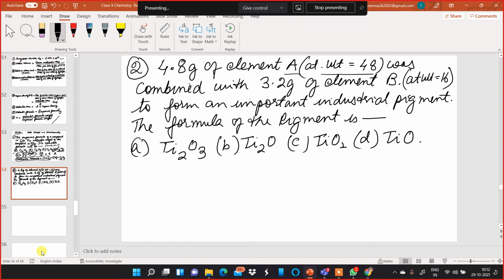Now, how will you proceed? Tell me. Now see the element A. Mass of A in the compound is 4.8 gram. Mass of B is 3.2 gram. What is the total mass? No, mass of A. Mass of A is 4.8 gram.